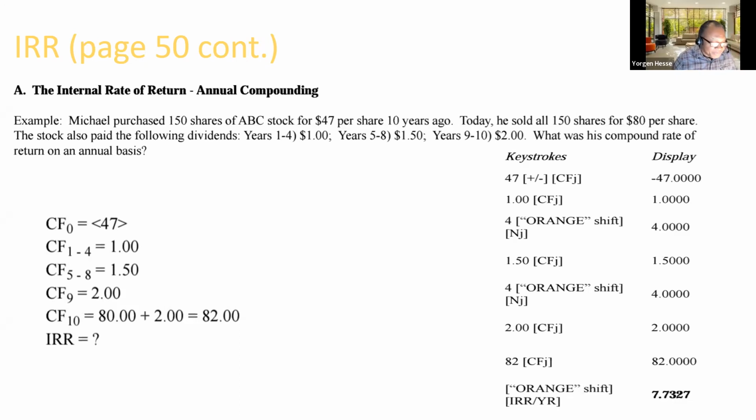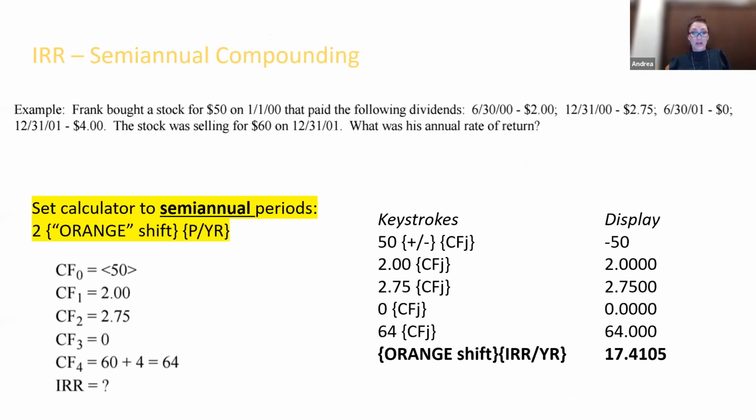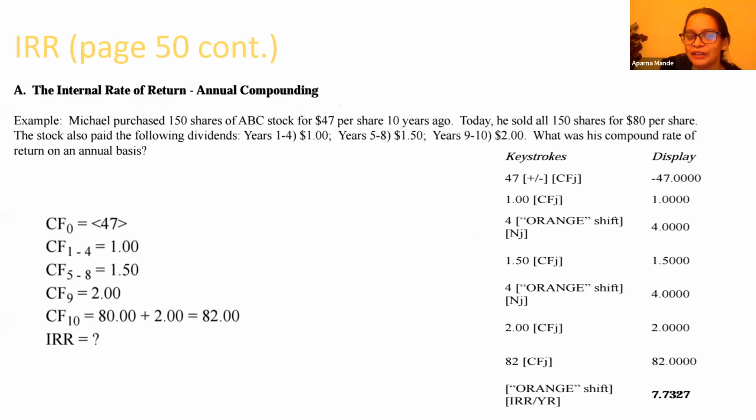All right, so back to that slide, please. I just had a quick question. Years 9 and 10 says $2, so that should be 2 years, right? So years 9 and 10. Well, here's the thing. In year 9, it was for 2 years, but in year 10, he sold it. So that cash flow is going to be $82. Got it. All right, thanks. You're welcome.